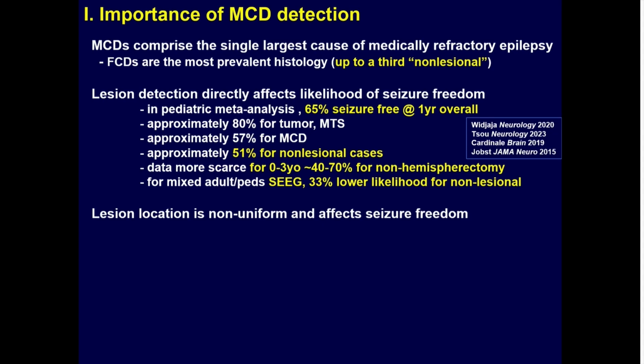But when you have a non-lesional case, the likelihood of a good outcome is worse. There's less data for very young children, but it's likely to also be true. It's also true even in the era where we're doing a lot of stereotactic EEG, where you can potentially get a lot more detailed invasive monitoring data. So being able to detect these lesions makes a great deal of difference to the patient, which is why we stress about it.